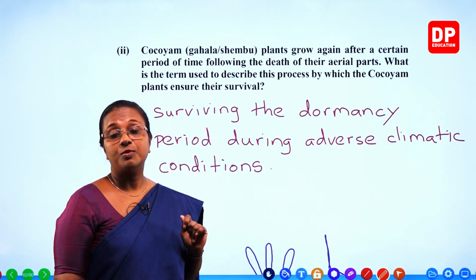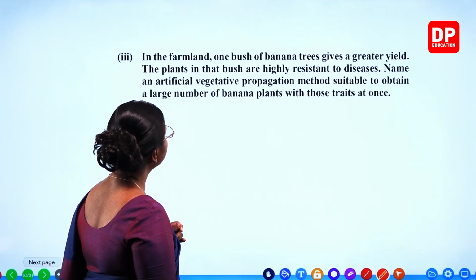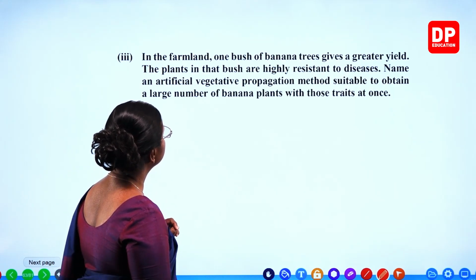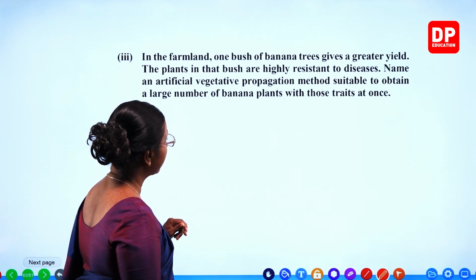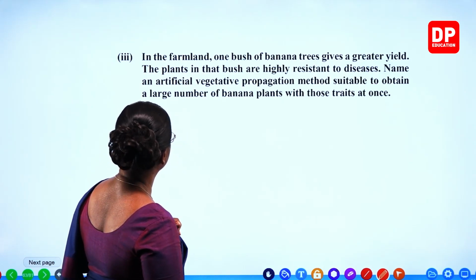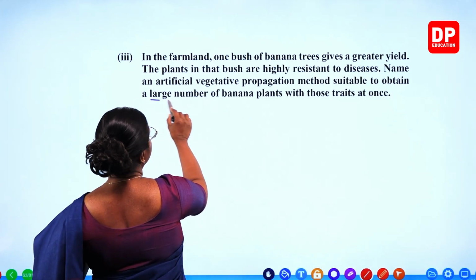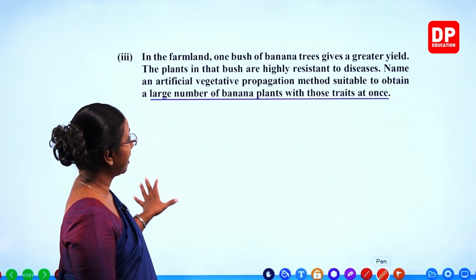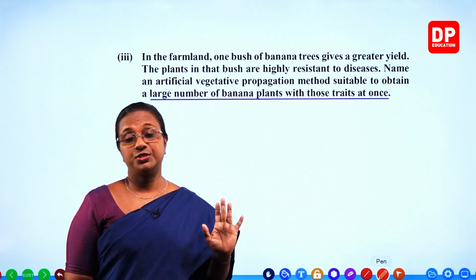So with that, students, I'll move on to the next question. In the farmland, one bush of banana trees gives a greater yield. The plants in that bush are highly resistant to diseases. Name an artificial vegetative propagation method suitable to obtain a large number of banana plants with those traits at once. So you have to look at the question carefully. Now this you can understand is related to artificial vegetative propagation methods.